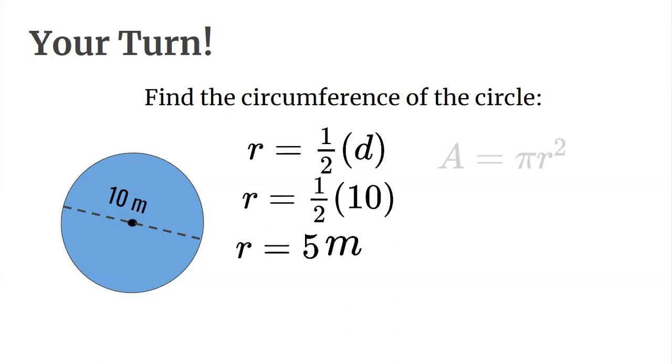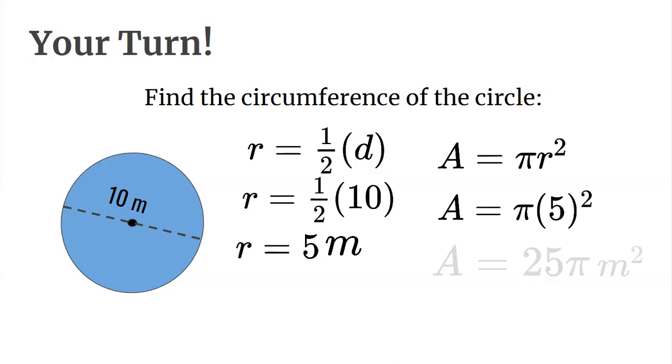And then you write out the area formula, which is area A equals pi times r squared. And then you should plug in 5 for the radius, and then you just get pi times 5 squared, which gets you 25 pi meters squared. So the area should be 25 pi meters squared.